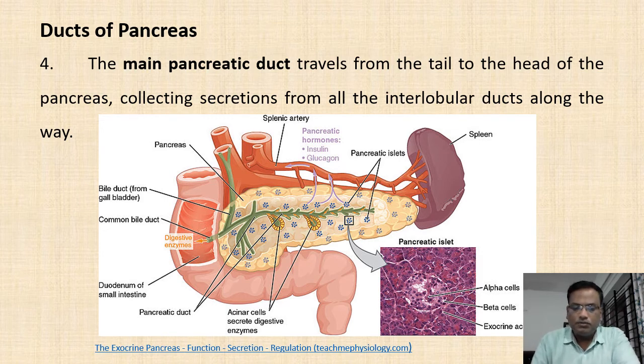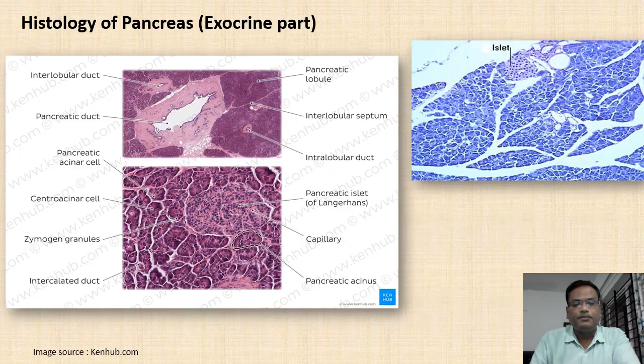And what happens to this pancreatic duct? This pancreatic duct actually joins with the bile duct, forming a common duct, and that common duct will open into the alimentary canal part, that is the duodenum part of the small intestine. Now that's about the ducts. So 4 different kinds of ducts we find in the pancreas.